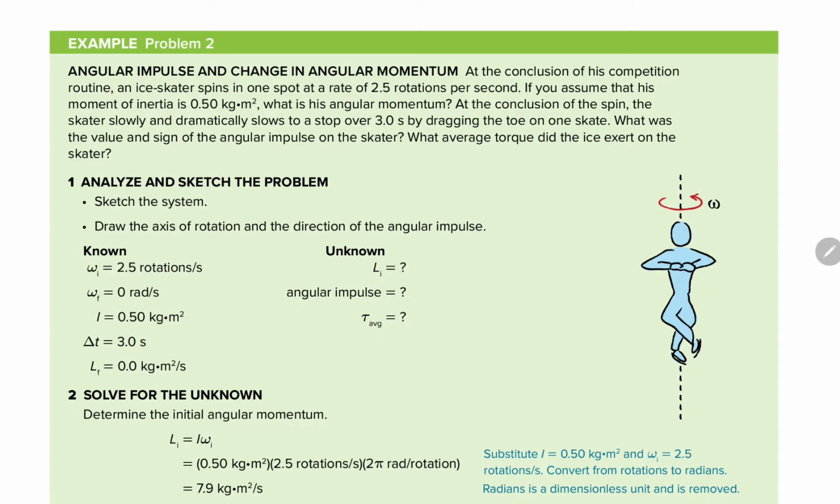Just a note here: because we have omega final equal to 0, that means L final equals 0 also. L final is equal to omega final multiplied by the moment of inertia, so that will be 0.